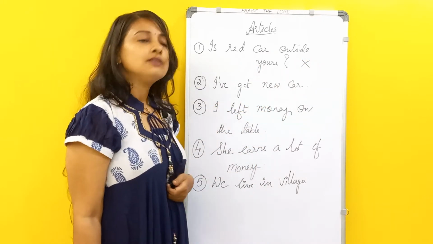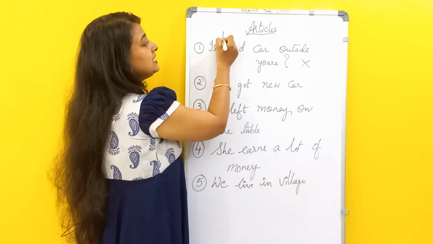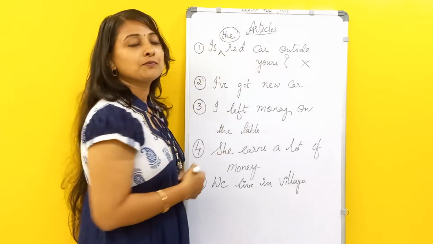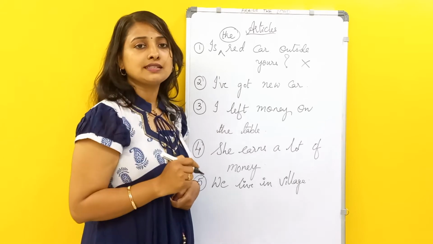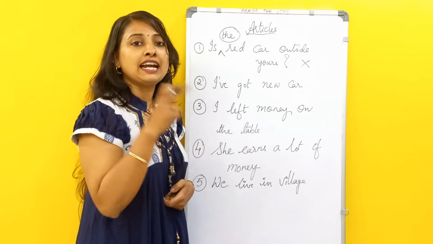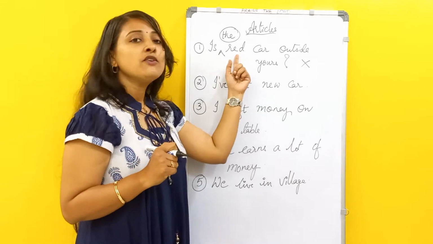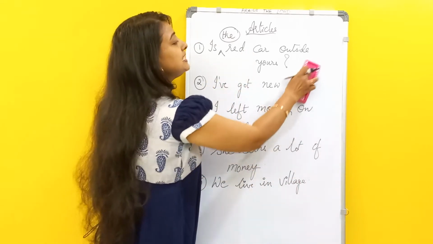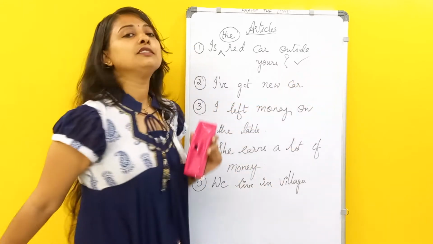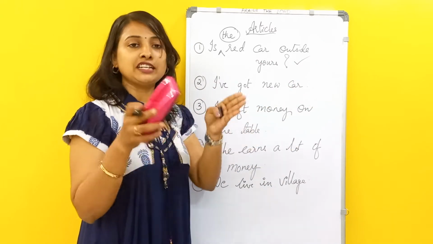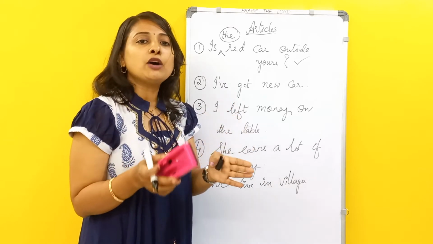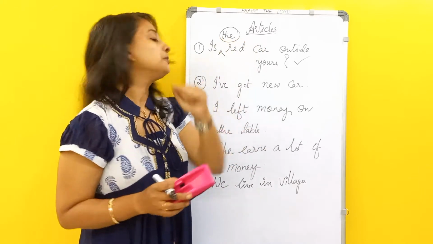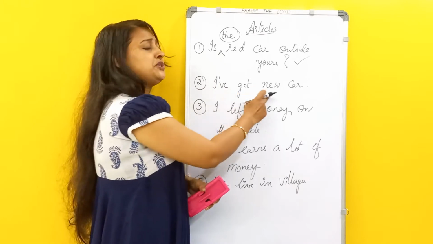When will it be correct? Only if you place the article the here. Is the red car outside yours? If we are asking about the red car which is outside yours, then it is correct. Because we are talking about the red car, the specific car, your sentence will become correct, right? So yesterday we have seen this specificness. Whenever we are specific about a noun which has already been told, you will be using the definite article the, right?